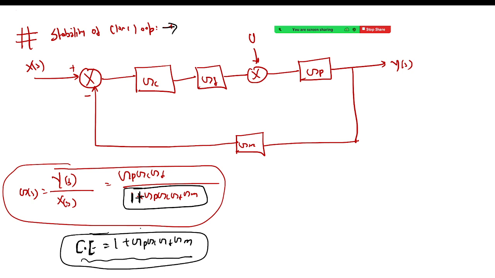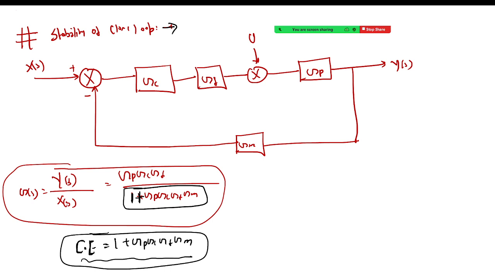I hope these things are clear to all of you, right? Now, the values of GP, GC, GF, GM will be given in the problem, and you can understand the value of the characteristic equation accordingly. Is it clear? So, first of all, the aim should be to write the characteristic equation, right? Once you can write the characteristic equation, you can apply the Routh-Hurwitz criteria for the stability analysis, right?